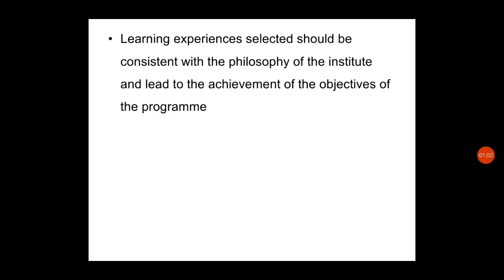So we know that we have to state the philosophy for educational institution, and based on the philosophy we will be making our objectives. And these two criteria should be consistent with the learning experiences. So philosophy and the objectives, and depending upon that, consistent with these two, we have to develop the learning experiences. So that is the first point.